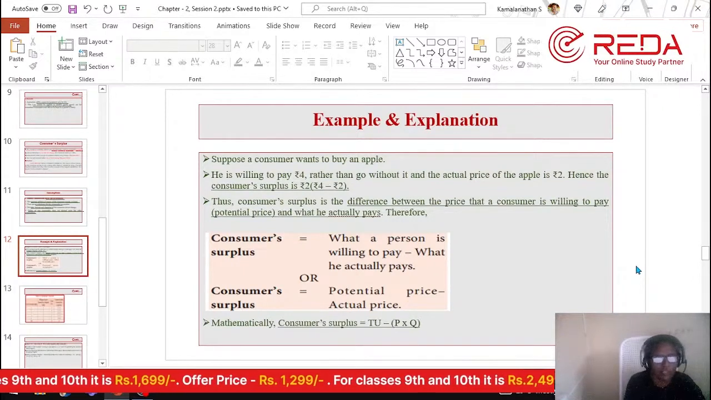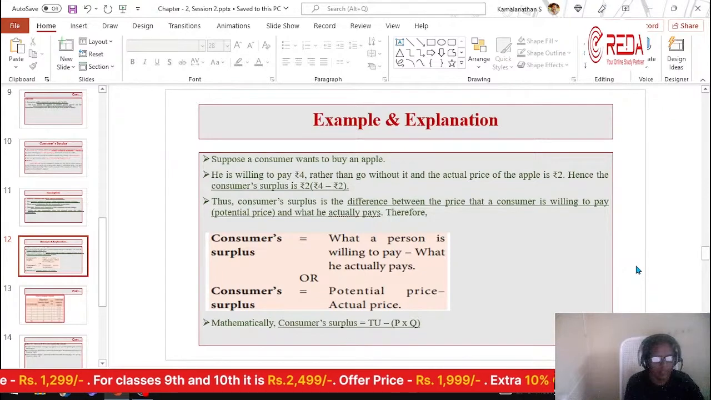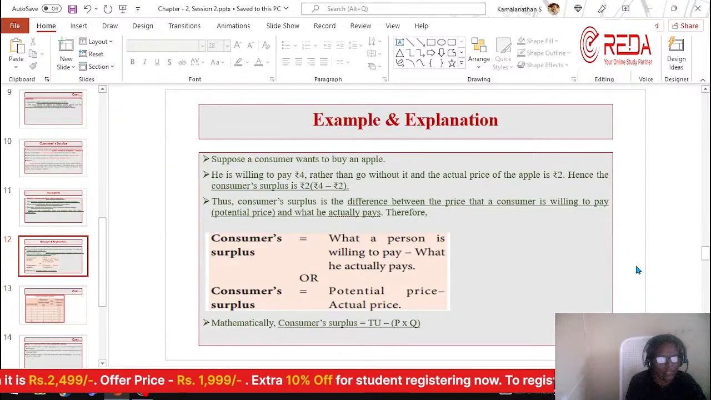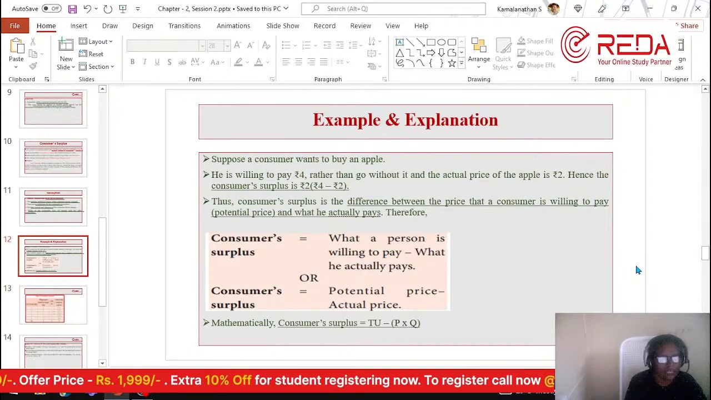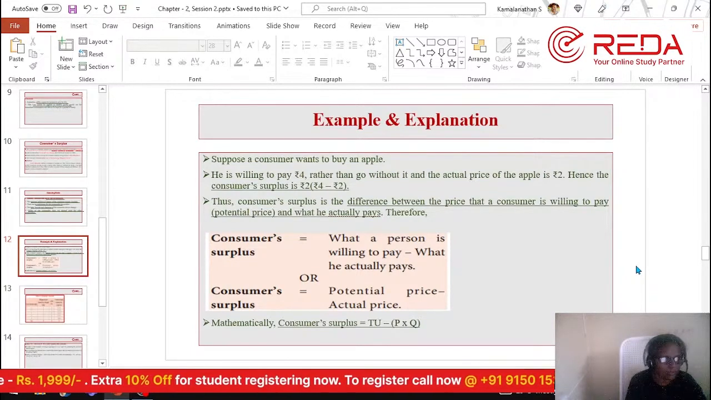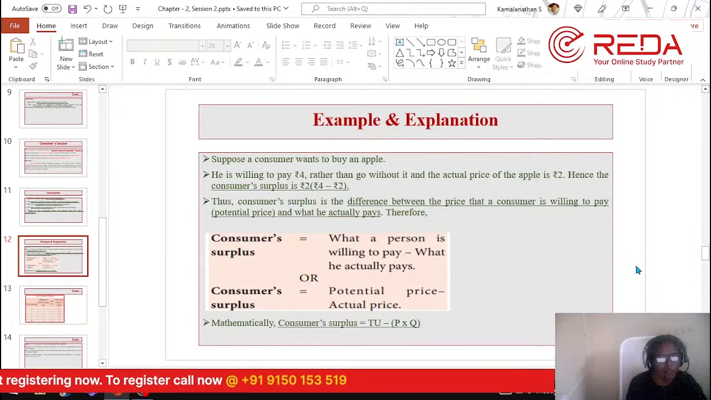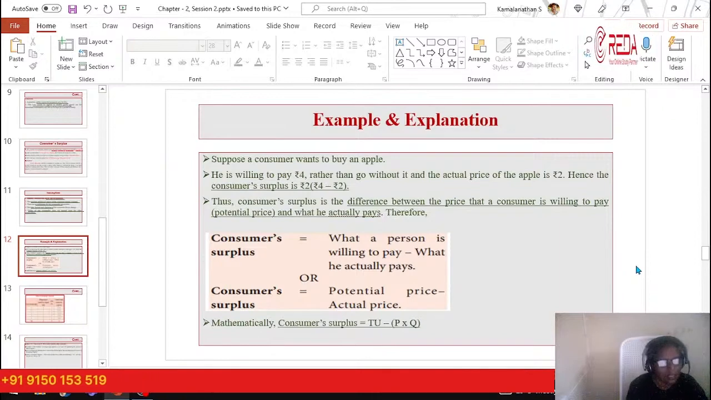You can utilize this 1 rupee in purchasing, or it can be for your savings also. Okay, so you have the excess money in your hand, and that excess money can be utilized for other activities. So having a surplus amount of money in your hand, we call it what? The consumer surplus.